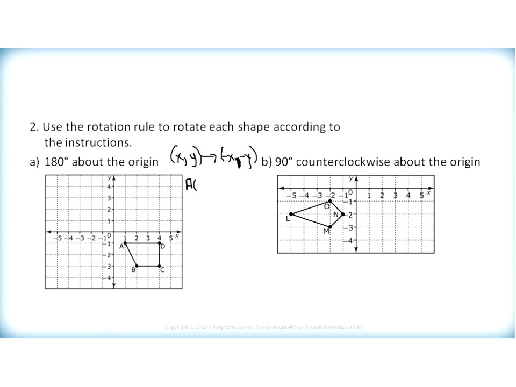A is going to be the point 1, negative 1, which based on my rule means A prime is going to be negative 1, positive 1. So I'm going to draw that in right here. B was at 2, negative 3. So B prime is going to be at negative 2, positive 3, which is right here.